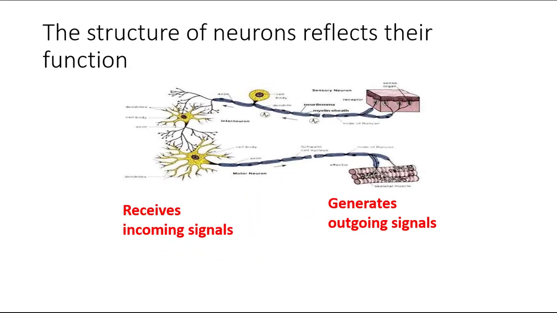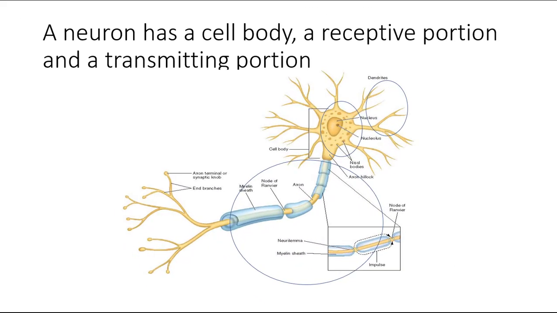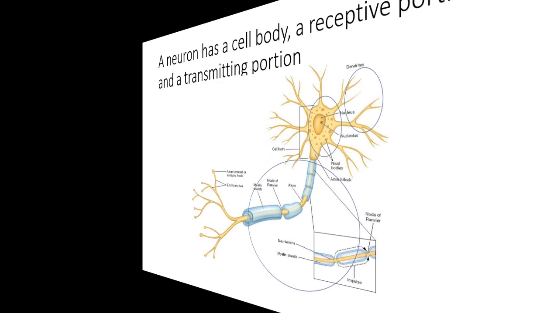Neurons are the structural and functional units of the nervous system. A neuron receives incoming signals and generates outgoing signals. Neurons can communicate because they are excitable. They transmit an electrical signal called a nerve impulse. A neuron has a cell body, a receptive portion, and a transmitting portion. A neuron consists of three basic parts: the cell body, dendrites, and axon.